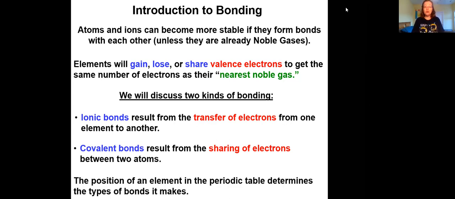How do I know whether something's going to make an ionic bond or a covalent bond? I look at the periodic table. The position of an element in the periodic table determines the types of bonds it makes. So we'll be going over that as well, how you can use the periodic table to predict whether an element is going to make an ionic bond or covalent bond with another element.